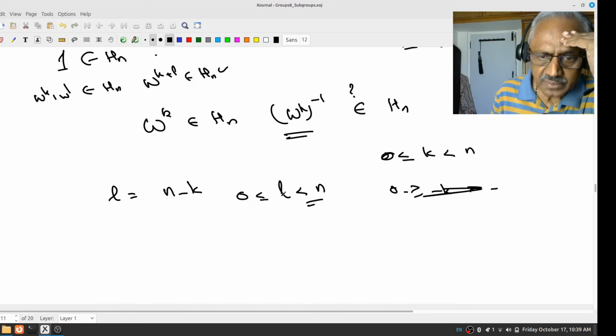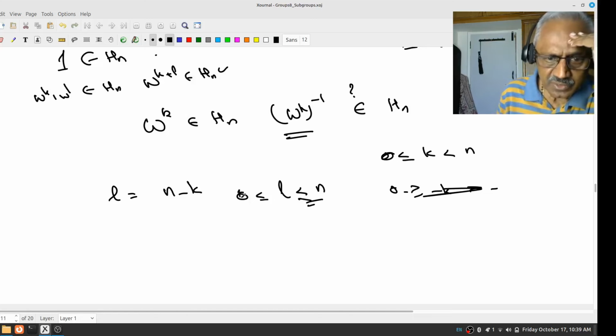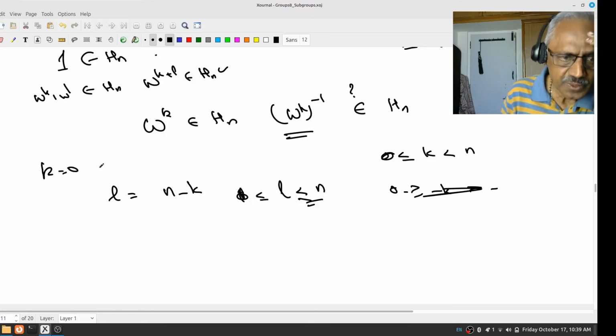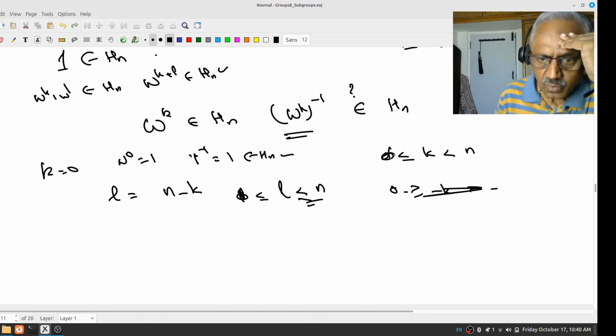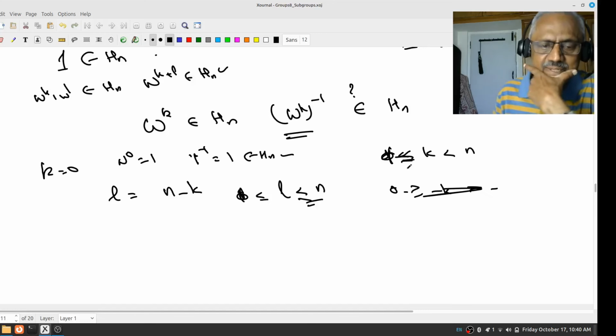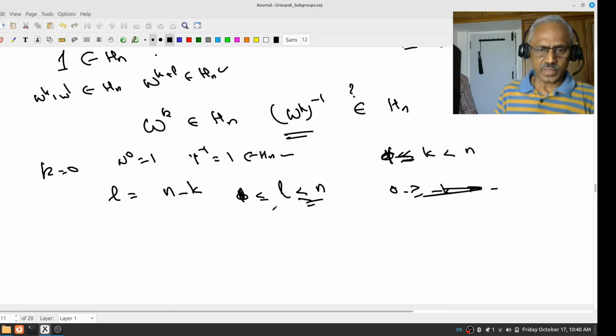Sorry, l can be n, because if k equals 0, my l will be n. If k equals 0, then omega power 0 is 1. Therefore its inverse, 1 inverse, is 1, which belongs to Hn. So let us assume my k is 1 ≤ k < n. Now let us look at l equal to n minus k. Then you can see this is going to be 1 ≤ l < n, strictly less than n.